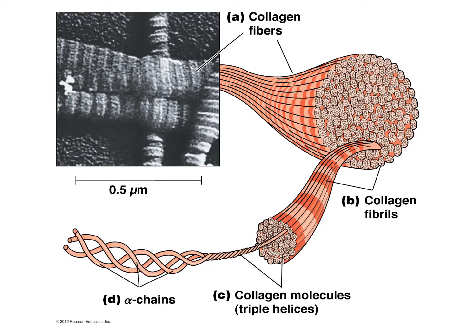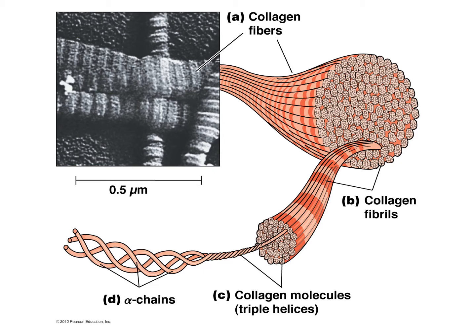The collagen fibers that you might see under a light microscope, if you're looking at connective tissue, for instance, are made up of tens of millions of individual collagen molecules. Those molecules are bundled together to form structures called fibrils, and then the fibrils, in this case, have been bundled together to form a fiber.